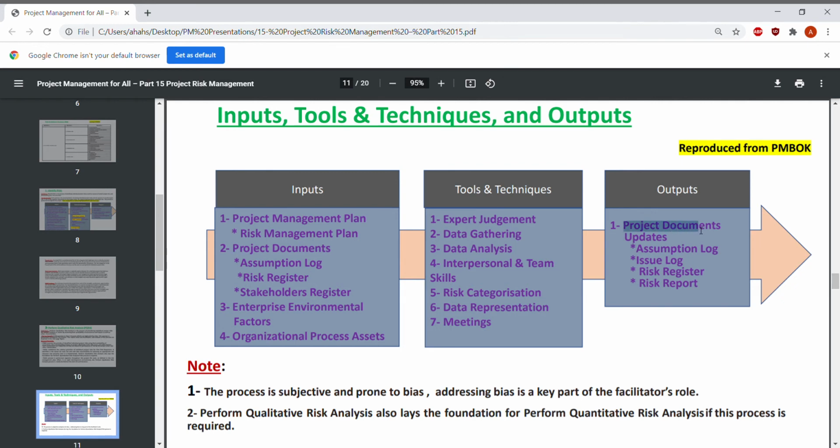The output of this process is to update the project documents. So we may need to update the assumption log. We may need to update the issue log. We may need to update the risk register and the risk report.